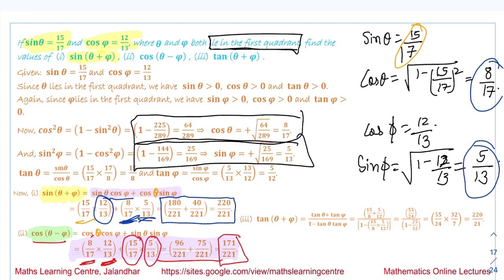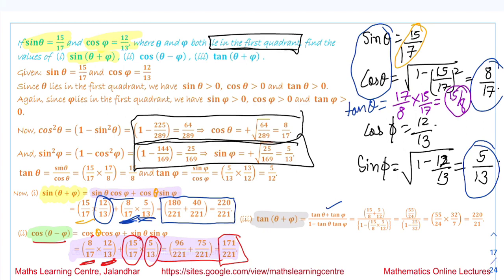And last we have to calculate tan of theta plus phi. The formula is tan theta plus tan phi over 1 minus tan theta tan phi. Now we have the value of cos theta and sine theta, so from this we get that tan theta is equal to 17 by 8 into 15 by 17. So the answer we get is equal to 15 by 8.